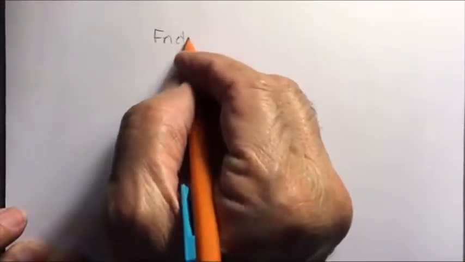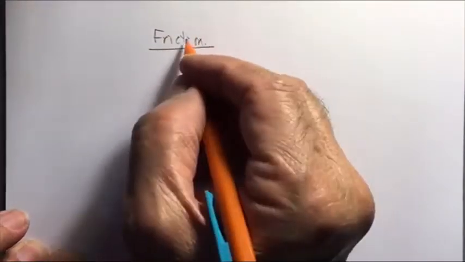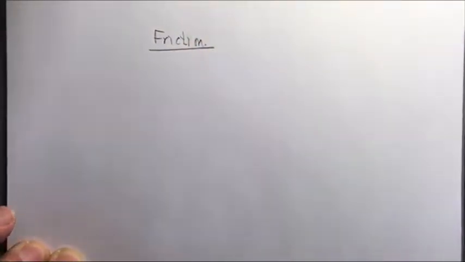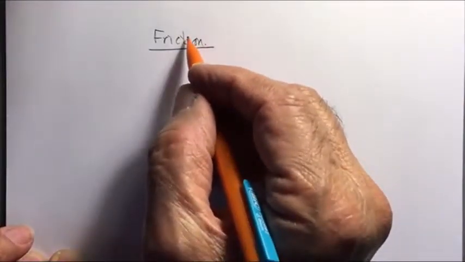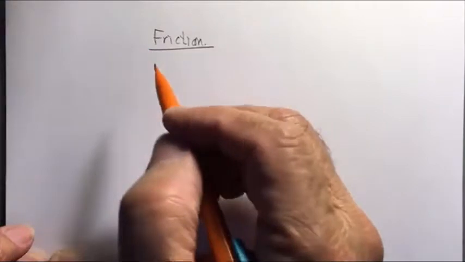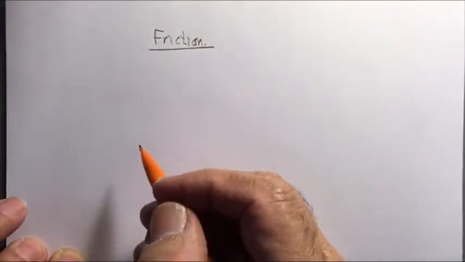So now we look at friction. And we all know what friction is. It's when two objects rub against each other, then there is a resistive force that tends to stop or slow down the motion, or the relative motion, between them, and that is friction.